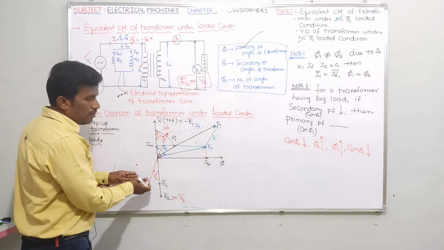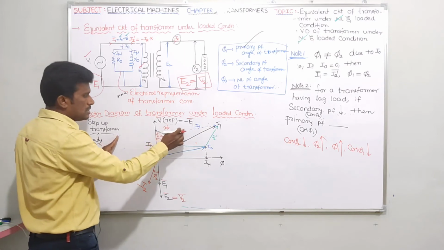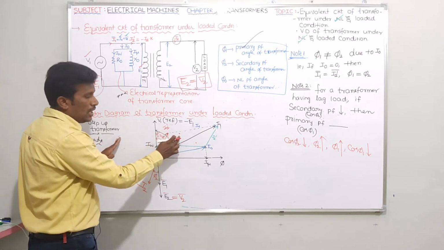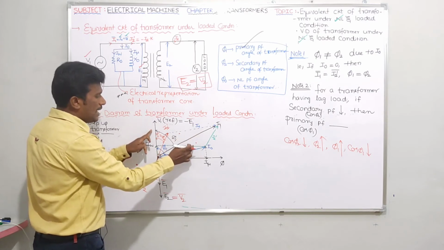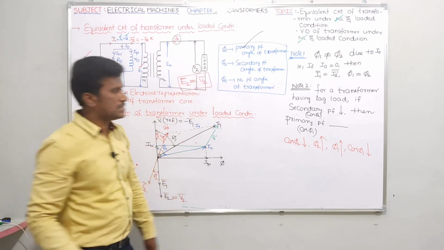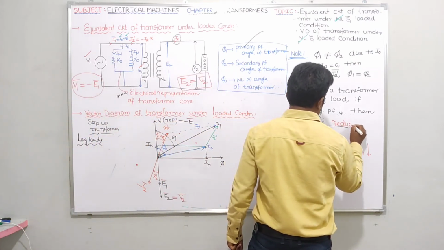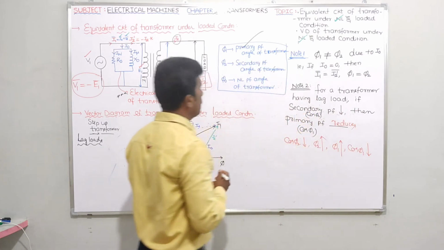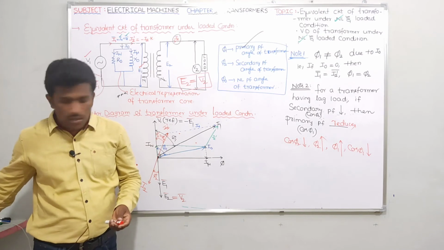Is it clear? If the secondary power factor reduces, phi 2 increases, so I2 dash will come here. The vector sum of I2 dash and I naught, this I1, will come somewhere here. So the angle between V1 and I1, phi 1, increases and cos phi 1 reduces. So the answer is that the primary power factor reduces. This is the answer for this question. Okay guys, next let me ask one more note.